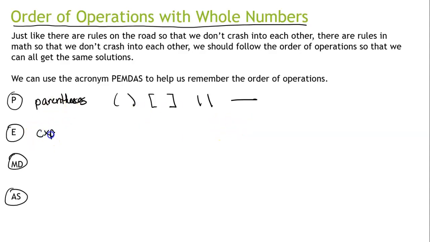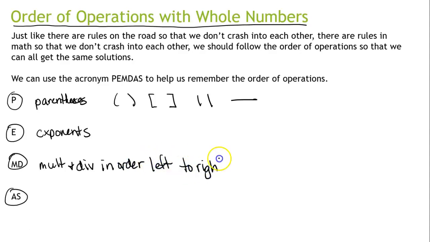E stands for exponents, which we were just working on. Now, there's a reason I write the M and the D next to each other. We want to remember that we don't do all the multiplication first, then all the division. We do multiplication and division in order, left to right. If you haven't been doing it like that, you've been taught incorrectly or you've been doing it incorrectly. So make sure that you fix that now. In your mind, remember, multiplication and division are essentially the same operation in order from left to right. And same thing for addition and subtraction. We add and subtract in order, left to right.